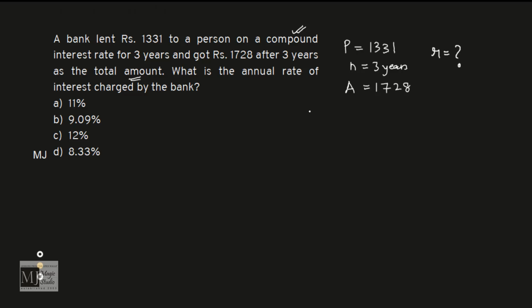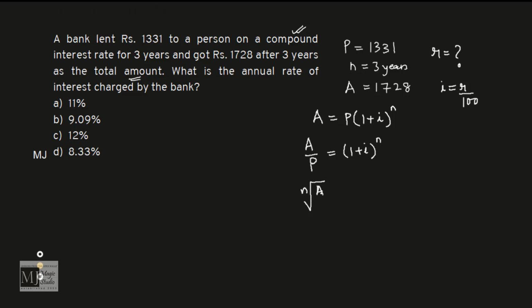We know the formula in case of compound interest to find amount is P into 1 plus I to the power n. We know I is equal to R by 100. And n is in years here because we are assuming that the rate of interest is compounded annually. We need to find the value of I. First of all, let us find A by P. That will be equal to 1 plus I to the power n. Fine. Then once we have this value, we need to find the nth root of this.